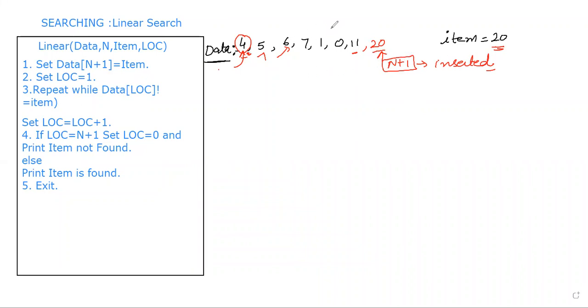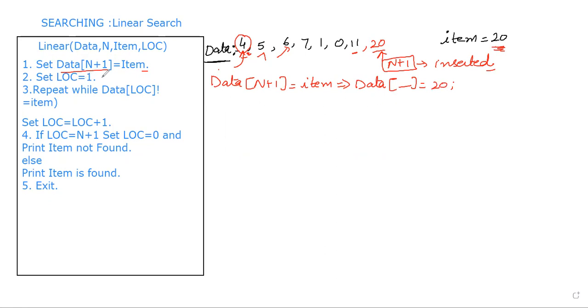Now, how do I proceed further? I will repeat the same process again. Let's go and discuss the algorithm of this. The first thing you can see here is you will set data n plus 1 equal to item. When I talk about setting data n plus 1 equal to item, that means I am saving the value at the last index equal to the item which I was trying to find. So I will set it as 20.